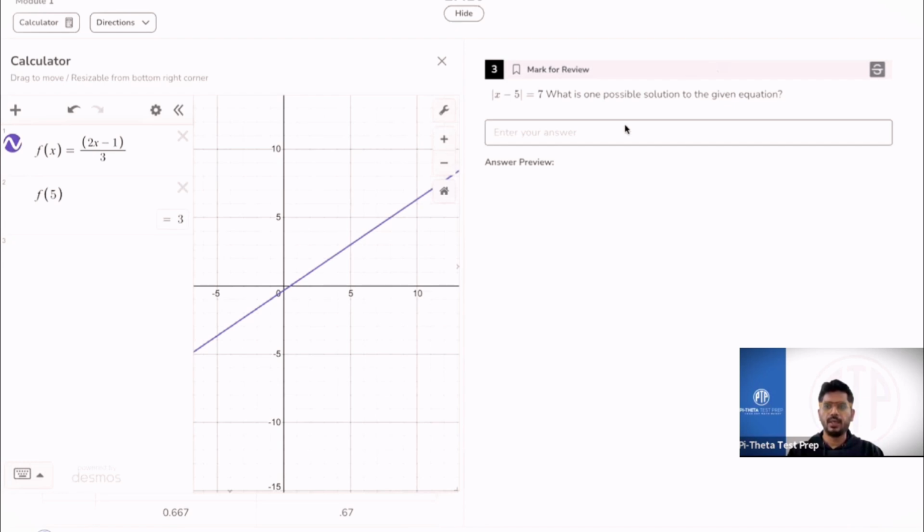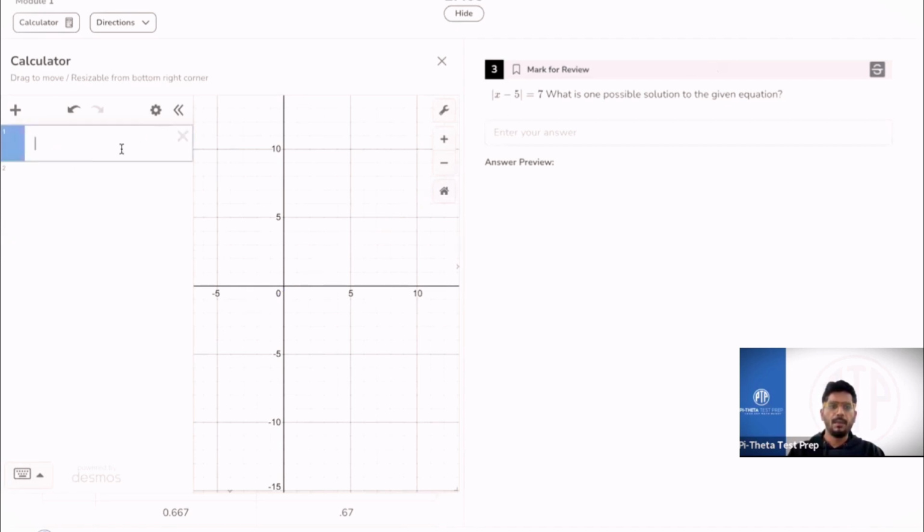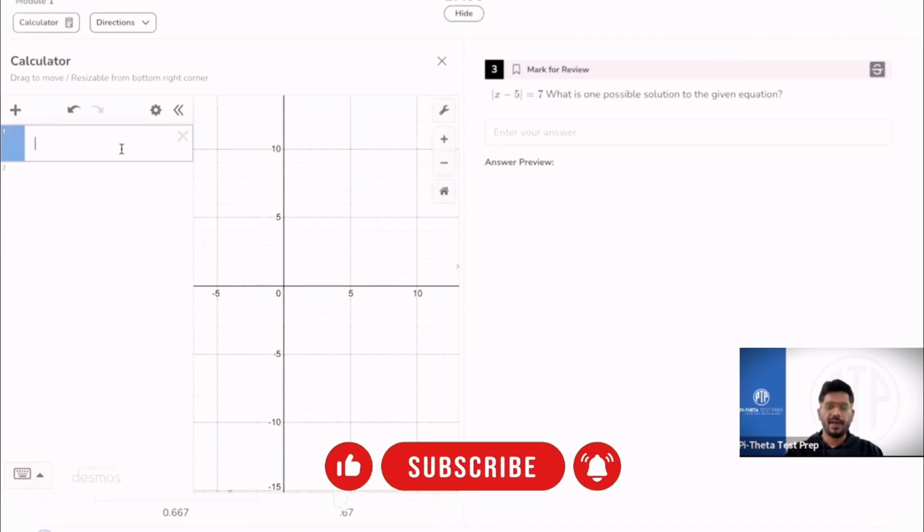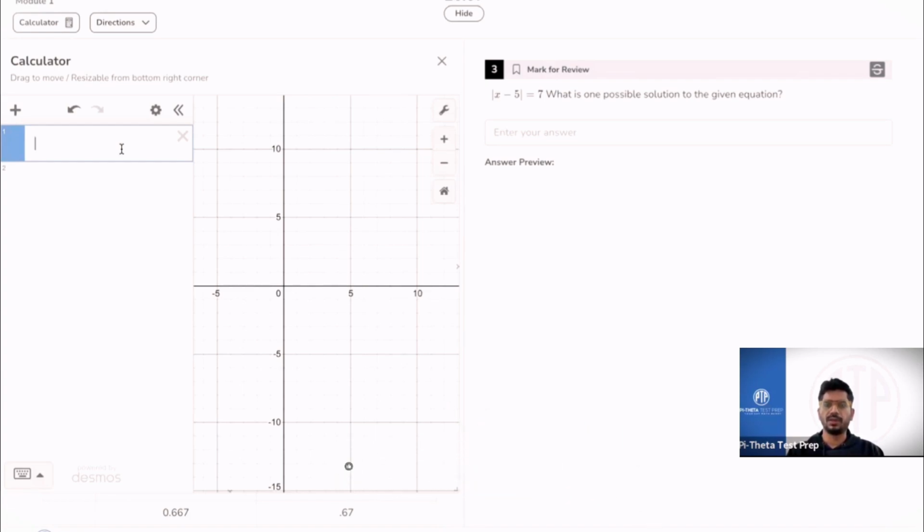So we will be getting two solutions here. Therefore they are asking you for one possible solution, because we know that we'll be getting two solutions on the Desmos. But remember one thing, in the SAT exam, whenever there is something on the left hand side and on the right hand side, always remember to put the first equation, the left hand side, on the first step.